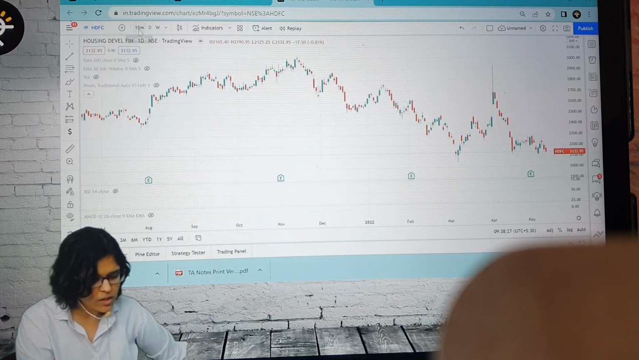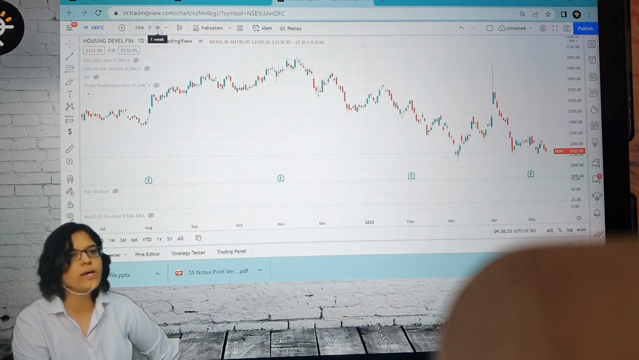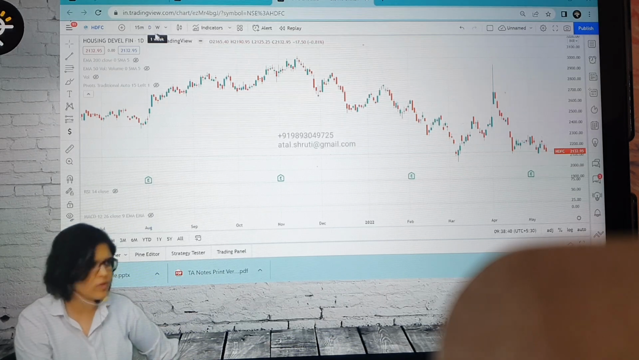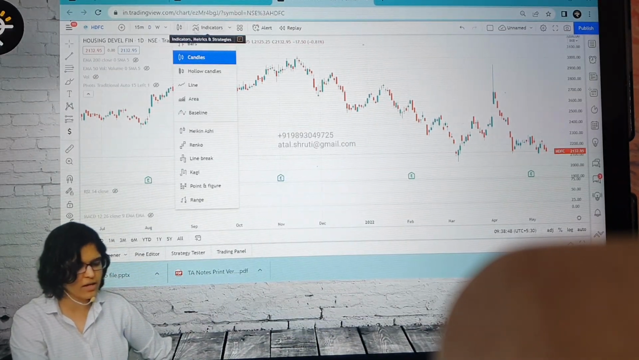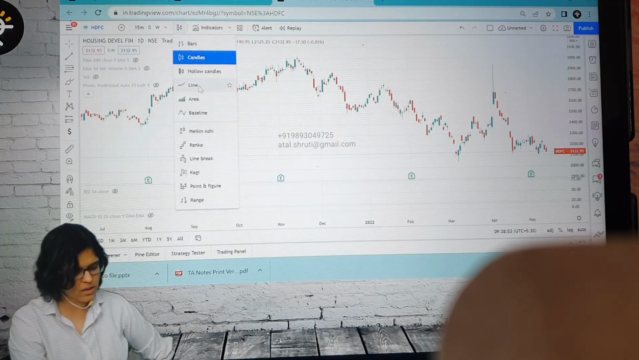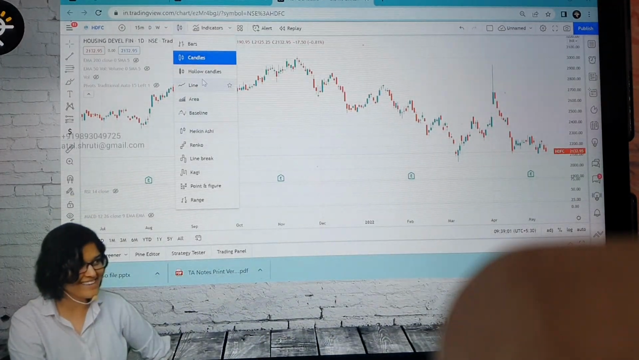I'll teach you afterwards. Here you can see 15M, D and W. This is 15 minutes, day or week. What day, what week, that we also want to understand. Here you can see candles. First I want to click on the candles, and after clicking on the candles, you can see bars, candles, line, Heikin Ashi. I want to click on Heikin Ashi.